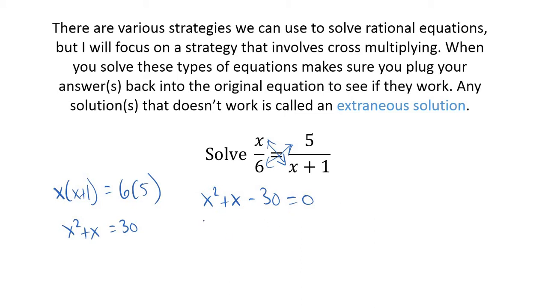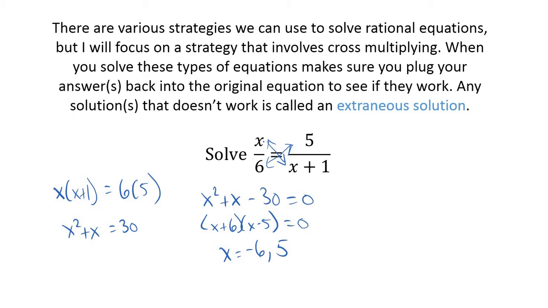This one's going to factor for us. And so we've got x plus 6 times x minus 5 equals 0. So x could be negative 6 or x could be 5. So it looks like there's two solutions. Well, let's see if those work. We just need to go back and check.